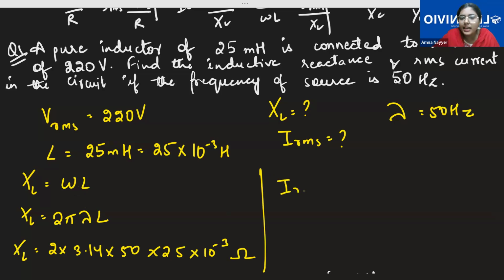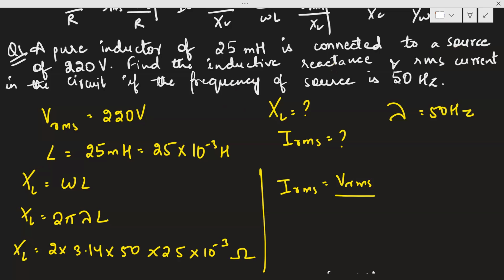Now, what about IRMS? We have studied that IRMS is VRMS divided by the resistance. Now, what is the resistance of this circuit? Can anyone tell me? R is not given, then what should I calculate? Resistance is not given. What's the resistance of this circuit? What do you think?